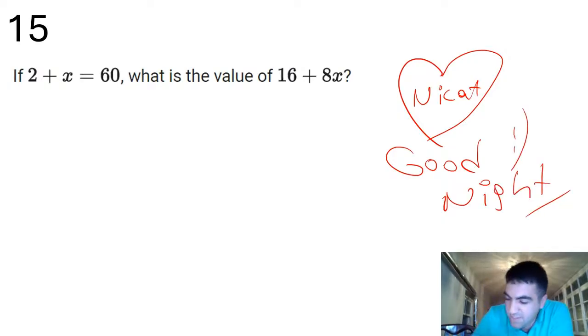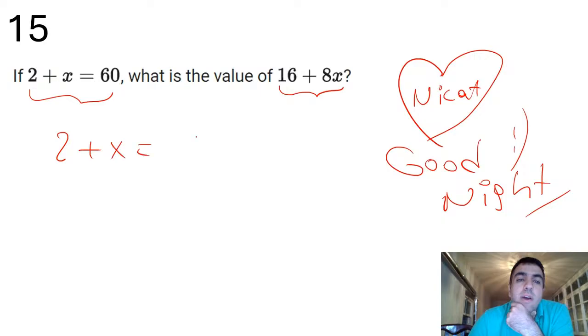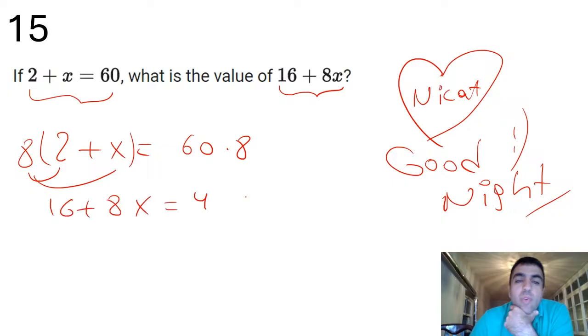Fear says it is 480. Let's evaluate. We are asked this one and it is given that. So we can multiply both sides of the equation by 8, right? And we get 16 plus 8x is equal to 480. 480 is the correct answer.